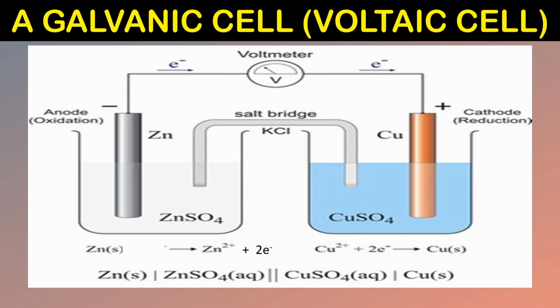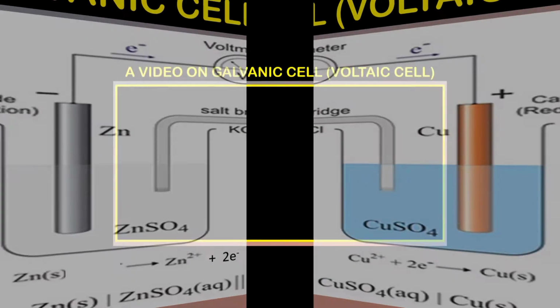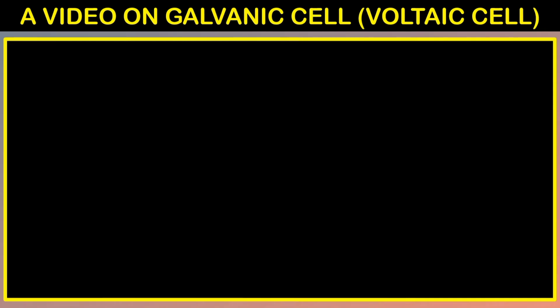I'm going to leave you with a video of galvanic cell, where a thorough explanation and a picture of how these electrodes lose electron and how the copper ion gains electron at the cathode. Watch the video and I will come back at the end of it to continue.